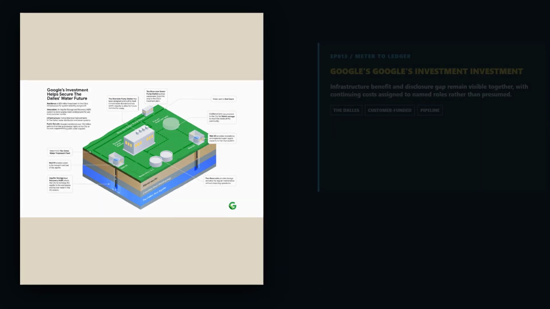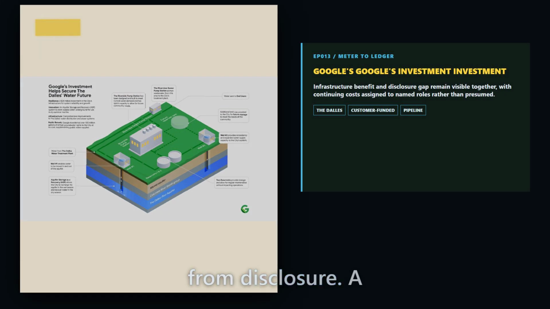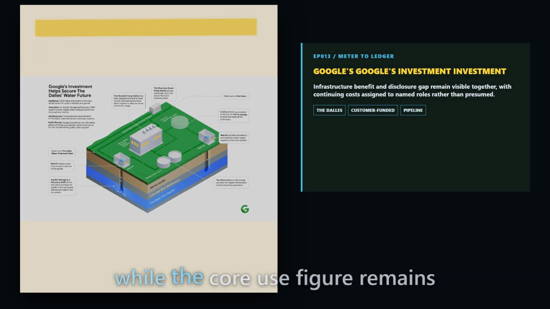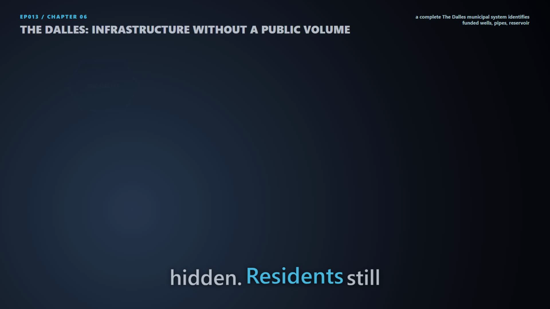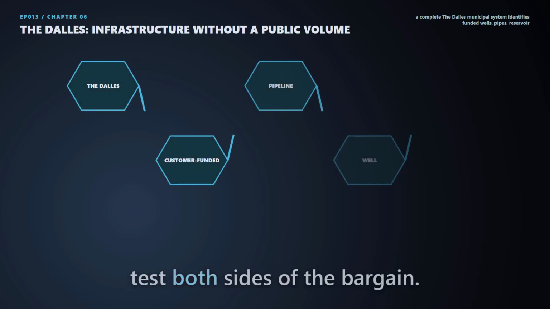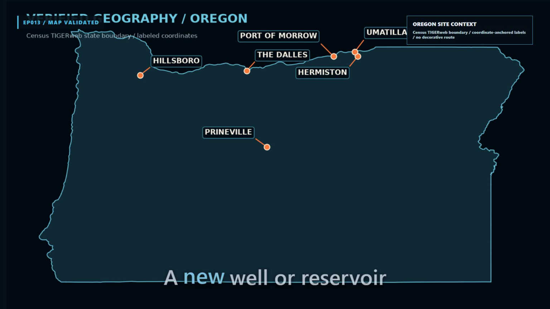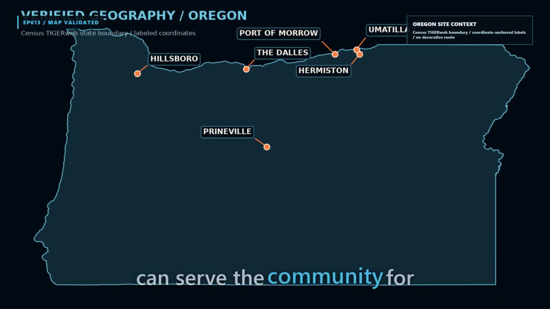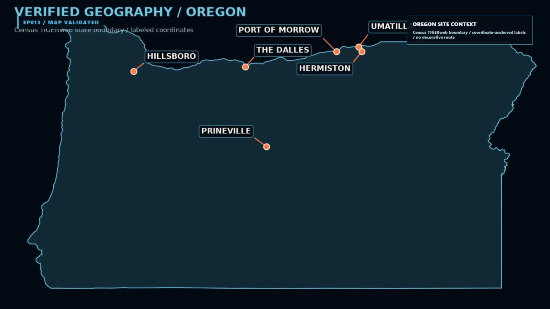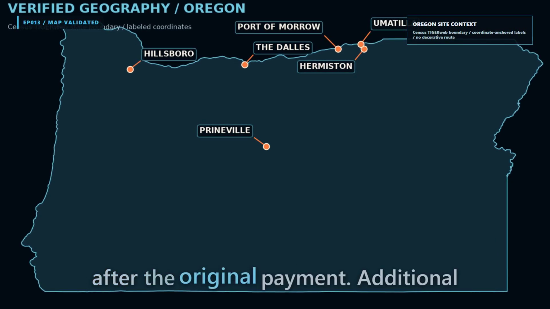The Dalles separates infrastructure investment from disclosure. A project can fund public assets while the core use figure remains hidden. Residents still need enough information to test both sides of the bargain. Infrastructure contributions also need a time horizon. A new well or reservoir can serve the community for decades while creating operating, treatment, and replacement costs after the original payment.